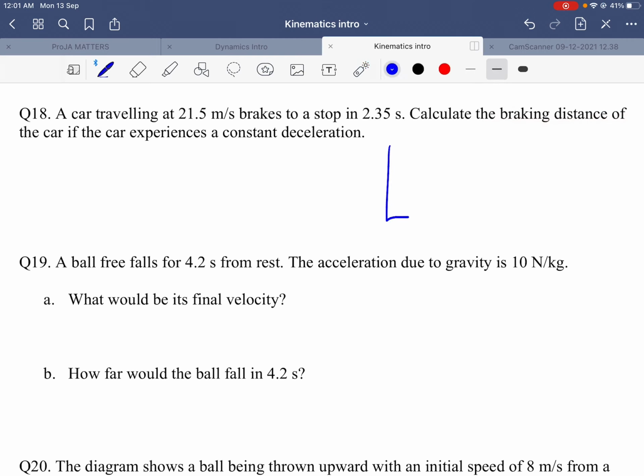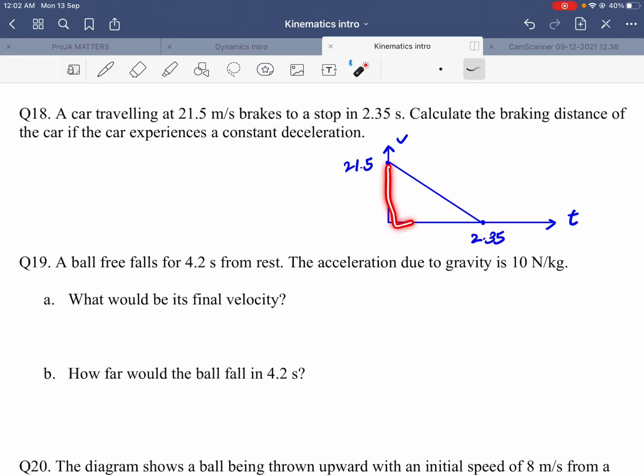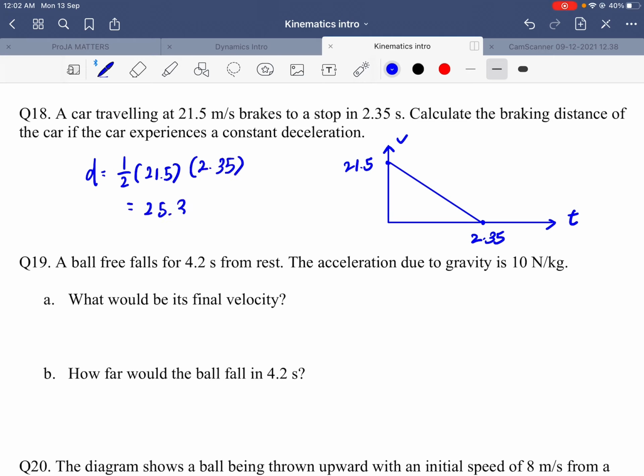Okay, now let's start with drawing the VT graph. We know the initial is 21.5 and it decelerates from here to here with a constant deceleration in 2.35 seconds. What we are looking for is the braking distance of the car, which is this area on the graph, because this is a VT graph. Therefore, the braking distance would be D equals half, because it's a triangle, times 21.5 times 2.35. And you should get 25.3 meters, 3SF, and you are done. Simple as that.